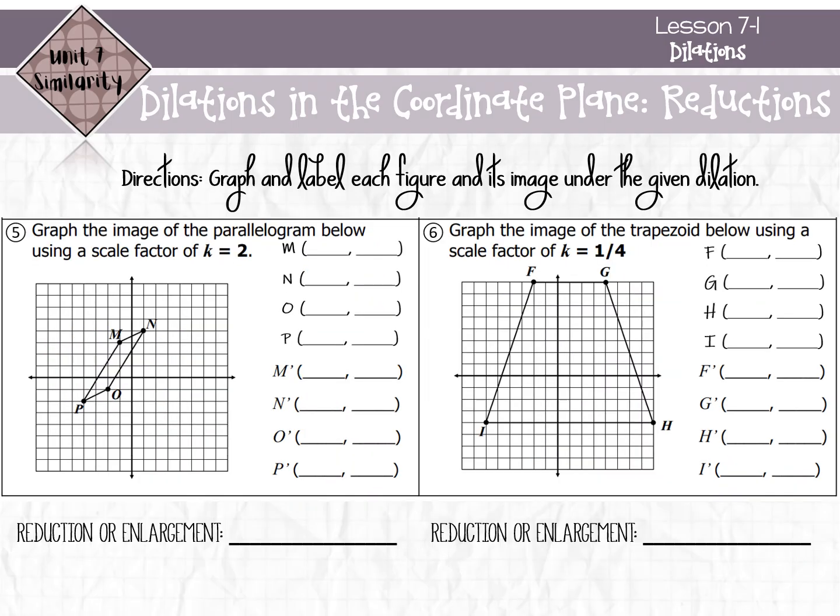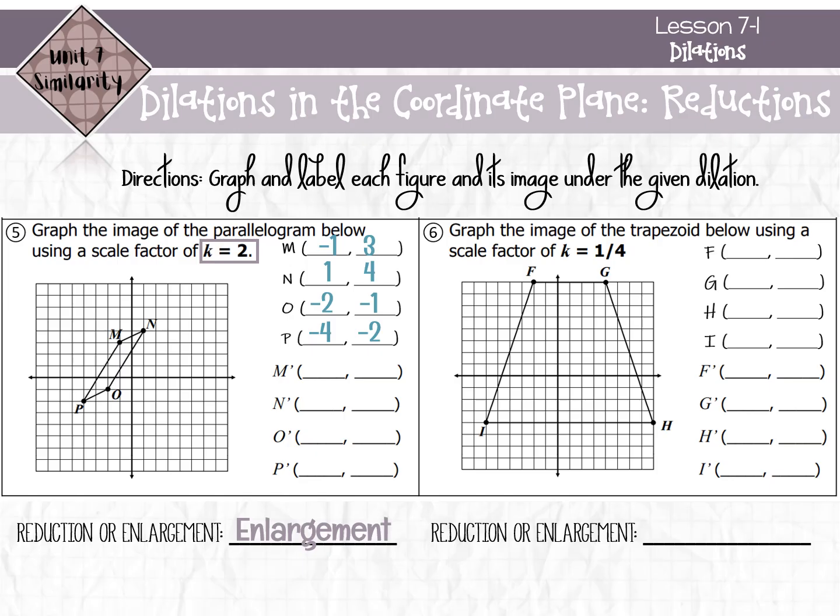More examples. Number 5. Graph the image of the parallelogram, another quadrilateral, below. Scale factor K is 2. So the original points were not listed in the problem, so we need to name them. M is at the point -1, 3. N is at the point 1, 4. Point O is at the point -2, -1, and point P is at the point -4, -2. K is 2.